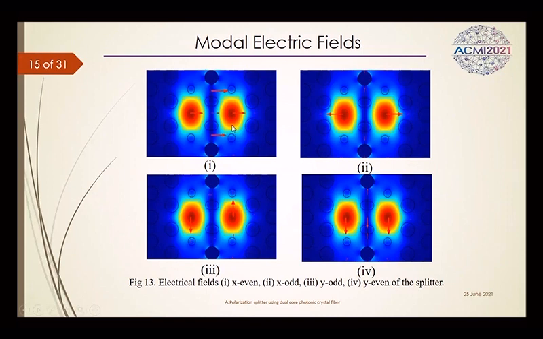The number 1 is X even, number 2 is X odd, number 3 is Y odd, and number 4 is Y even polarized light. When the two arrow surfaces are in the same direction, it is known as even polarized light, and when the directions of the light are opposite, it is known as odd polarized light.